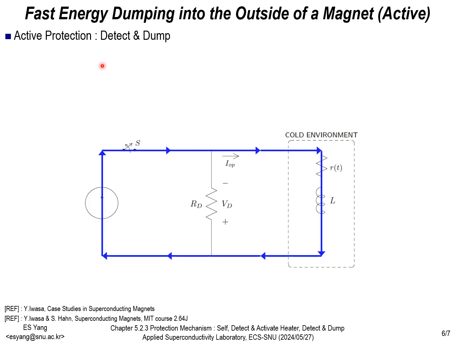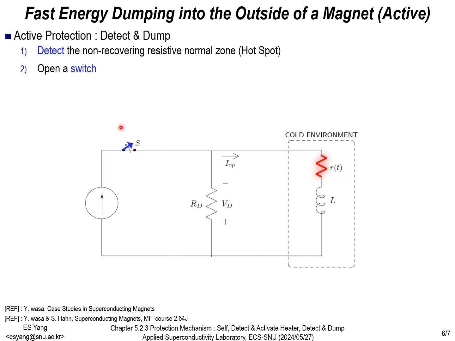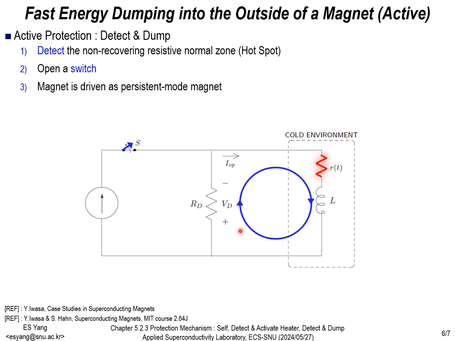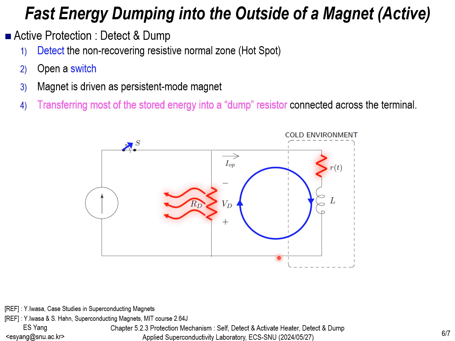Lastly, I will discuss active protection, specifically the detect and dump method. The circuit is shown in the diagram below. As indicated by the blue path, the magnet operates normally. First, when a quench occurs in the magnet, it is detected. Next, the switch connected to the power supply is opened, disconnecting the circuit. The current is then redirected through the resistor connected in parallel, driving the system into a persistent magnet mode. Thus, most of the energy stored within the magnet is dissipated in the dump resistor. Through this process, the magnet is protected.